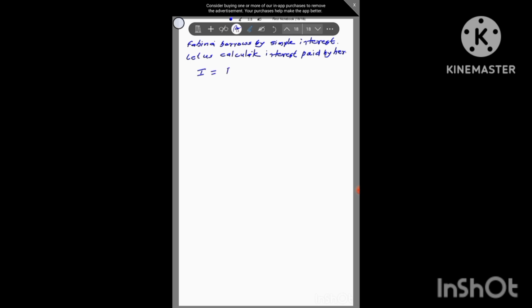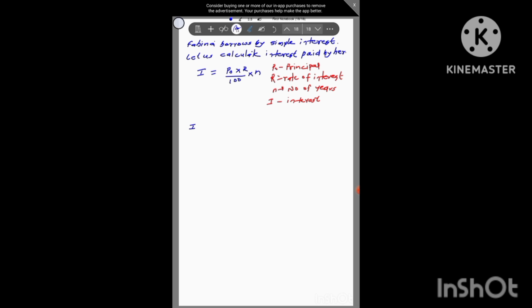I equal to P0 into R upon 100 into N, where P0 is the principal, R is the rate of interest, and N is the number of years. You may recall this formula by heart, or try to solve as many problems as you can, so that you can write it every time and remember it. No need to do any special task for this. Okay, I stands for simple interest.